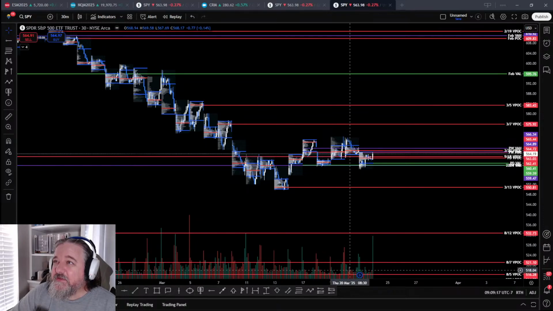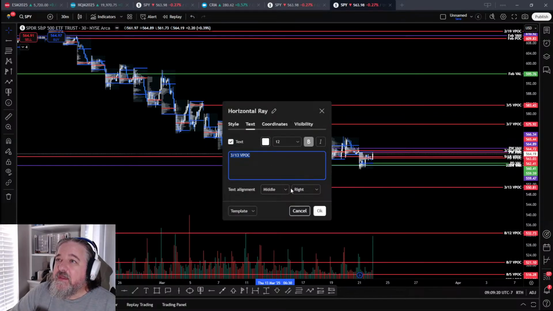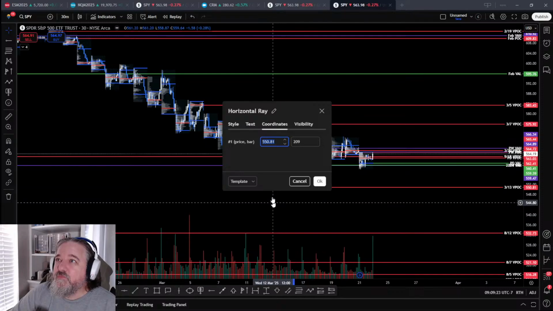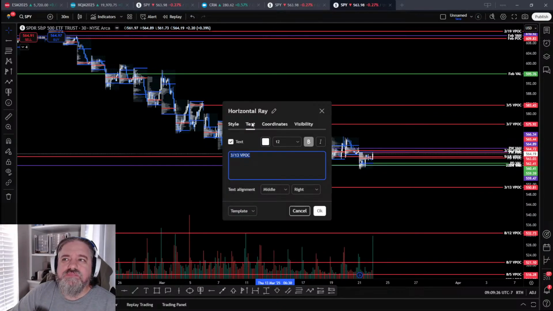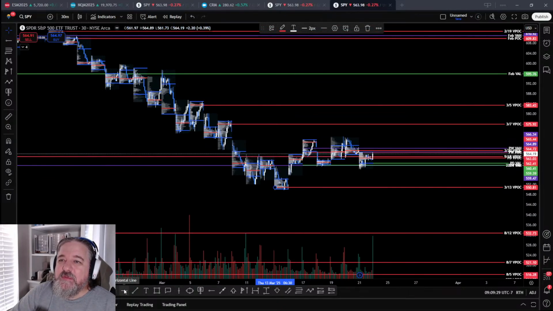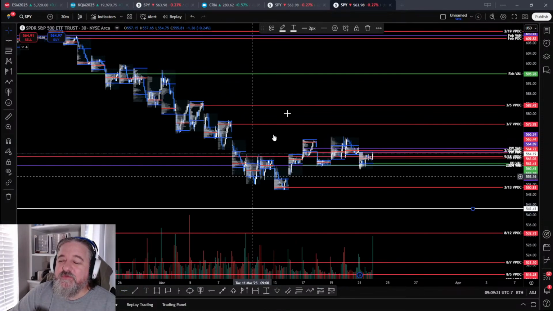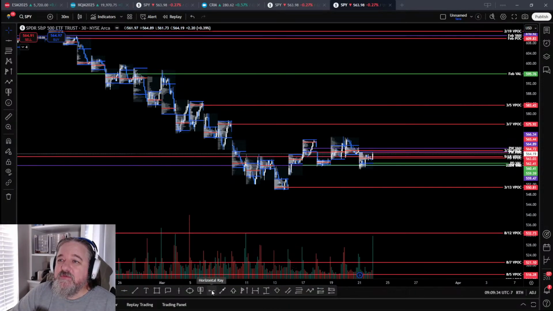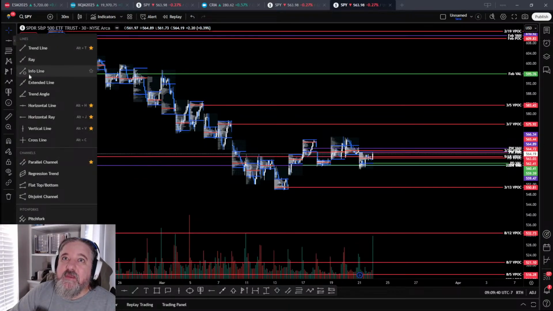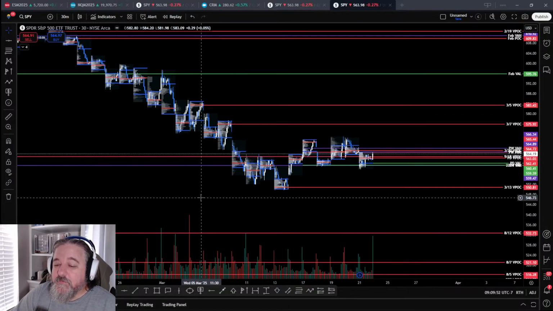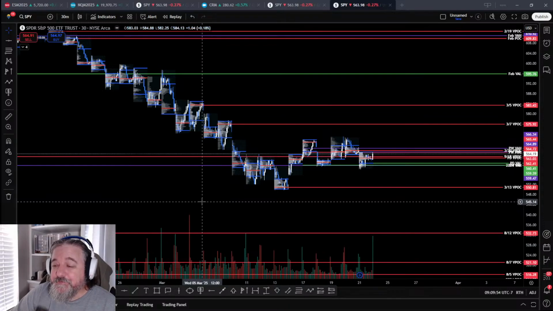Daryl's asking, how do I extend my levels just to the right? You're probably using this line here, the horizontal line, which goes both directions. I'm using the horizontal ray. So over here, you have your horizontal line and horizontal ray. The horizontal ray just goes from the point to the right and not left to right. Hawk Girl Stocks, do you have live data? Because that's going to affect it.